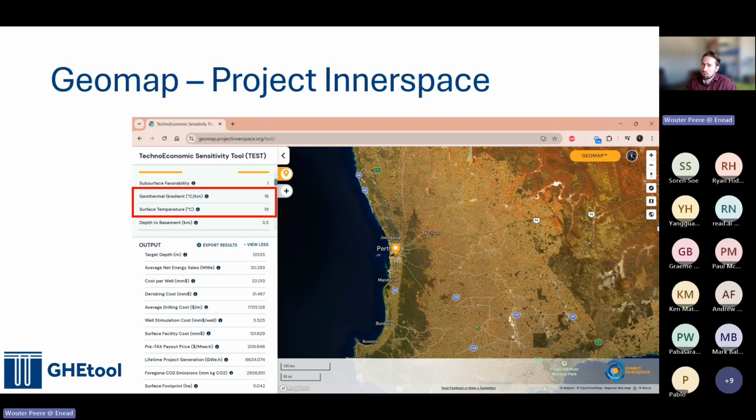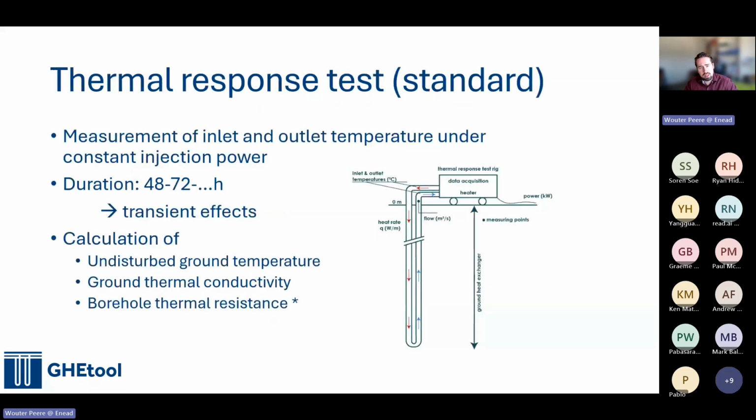If you really want to be sure of your specific location, you can also do a thermal response test. Therefore, you drill a borehole, you connect a measurement device to it, and it's going to inject heat into the ground, and it's going to measure the temperature that comes out of it. And by doing so, we can measure the initial ground temperature, we can measure the conductivity at this specific location, and we can also measure the borehole thermal resistance.